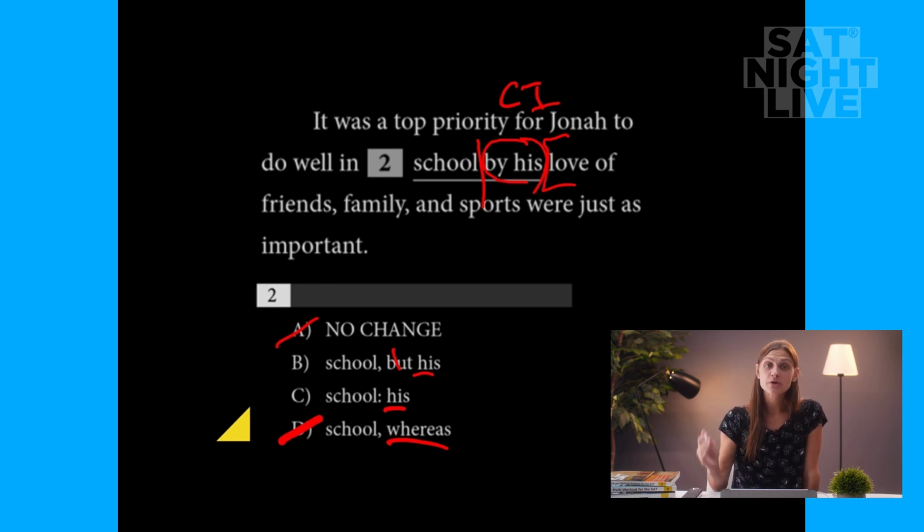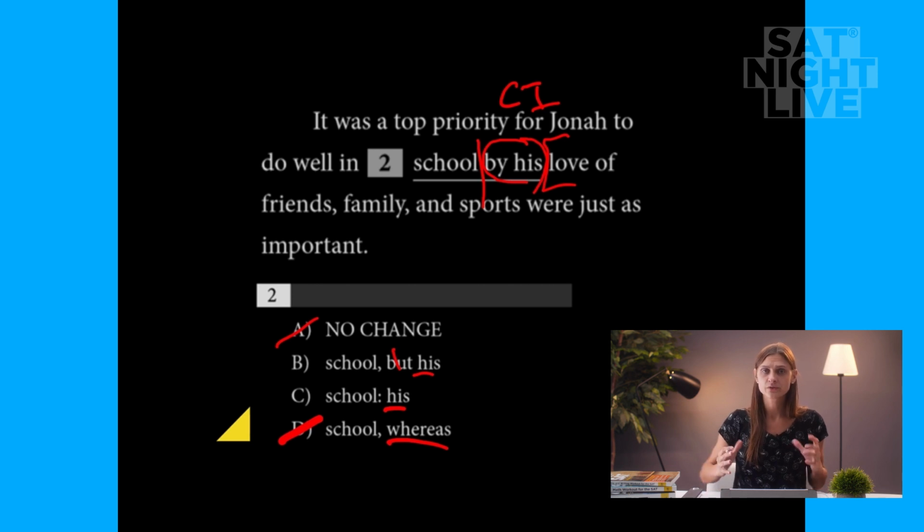So we know we can have a comma fanboy separating two complete ideas. And like we said, with the his here, before love, that second part is complete. And it's also complete in choice C. And we know a colon sometimes can separate two complete ideas. So functionally, we need to figure out which is the better choice. Let's go back and read the sentence again, because we're going to have to look at the context now. It was a top priority for Jonah to do well in school. His love of friends, family, and sports were just as important. So we've got the word but in one and no word but in the other. And that's where it's really going to come down to figuring out which is correct.